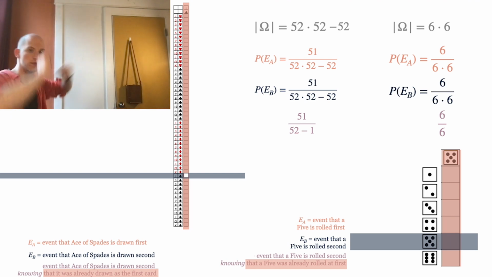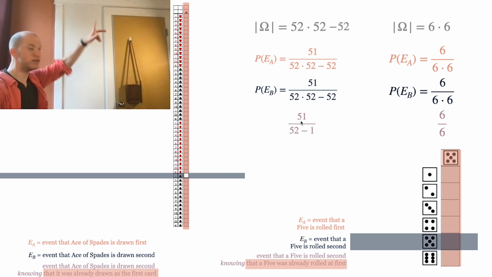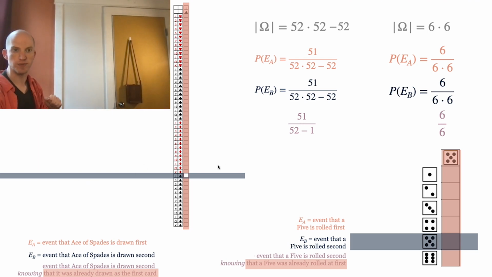We're limiting the universe of outcomes. That means that when we normally divide by the big omega, 52 times 52 minus 52, instead we're going to limit the universe of outcomes to red, and so we're just going to divide by the size of red, which is going to be 52 minus 1. And this numerator has to change too, because no longer can we consider all possible hands that have an ace of spades as the second card.